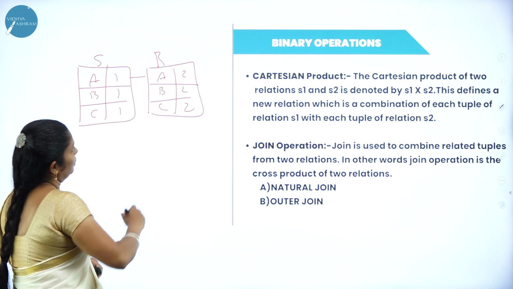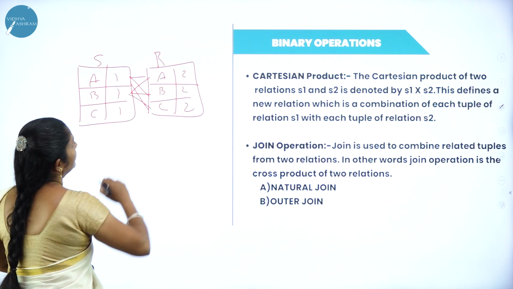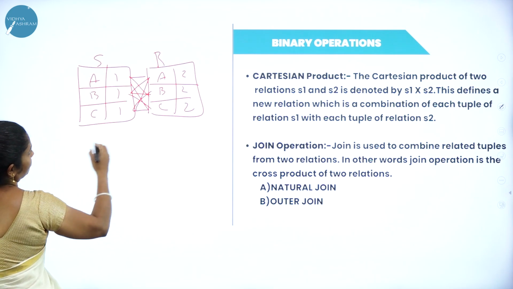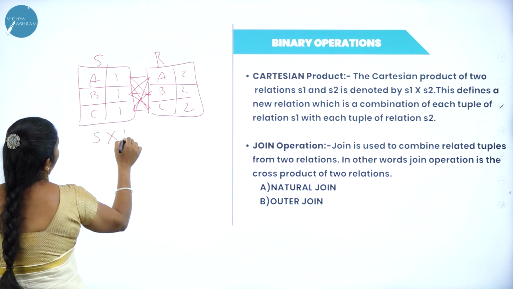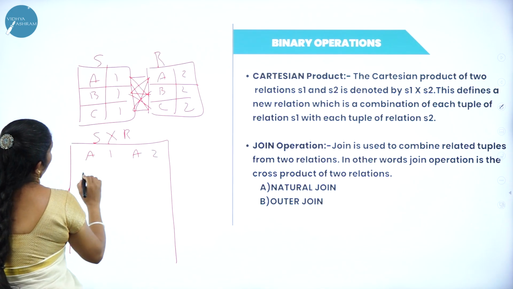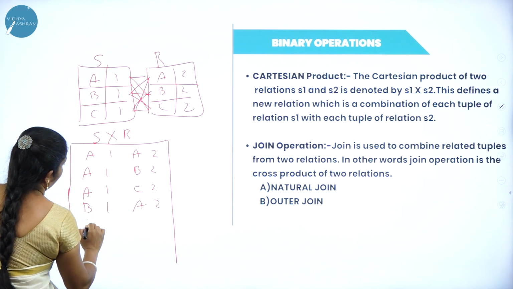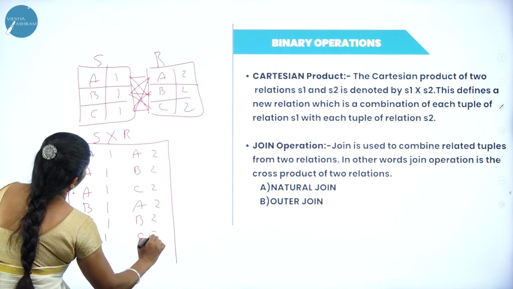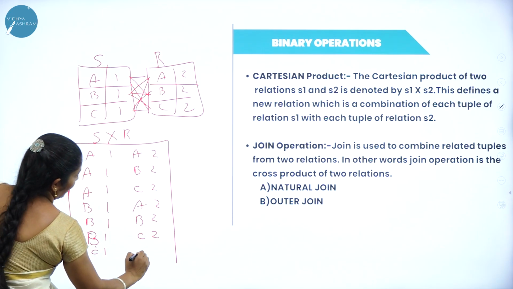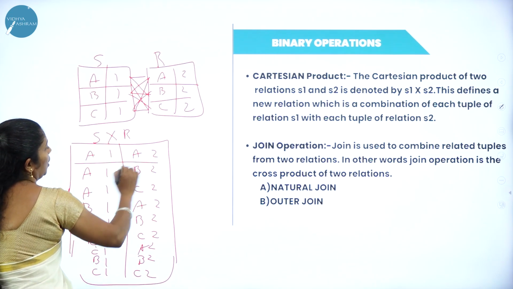First it will perform with the first row, then second one, then third one. Afterwards, B1, A2, B1, B2 and then B1, C3. In the same way, C1, B2, C1, C3 like that. For example, here it performs the Cartesian product, that is S into R. First, it will display in this pattern, like A1, A2, then A1, B2, A1, C3, next B1, A2, B1, B2, C1, C2, then in the same way. Afterwards, once again A, B, C, everything it will take. Then once again C1 with A2, B1, B2, then C1, C2. Like that, everything will be performed.